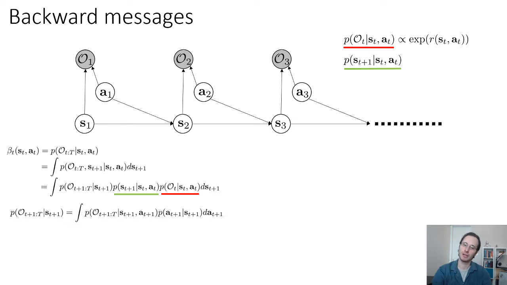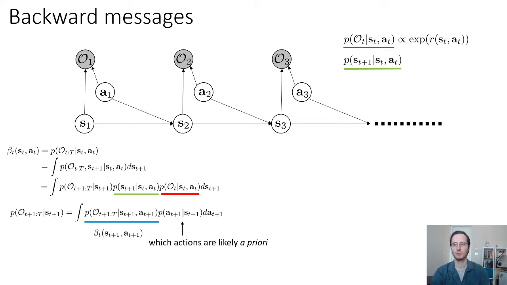So the probability of optimality from t plus 1 to capital T given st plus 1 can itself be written as the probability of optimality from t plus 1 to capital T given st plus 1 and at plus 1 times the probability of at plus 1 given st plus 1. Now this part is simply the backward message of time step t plus 1. So we've already gotten a little bit better. We've figured out something that's mostly a recursive expression, except it has this kind of weird term that we haven't defined yet. What's the probability of an action given a state?